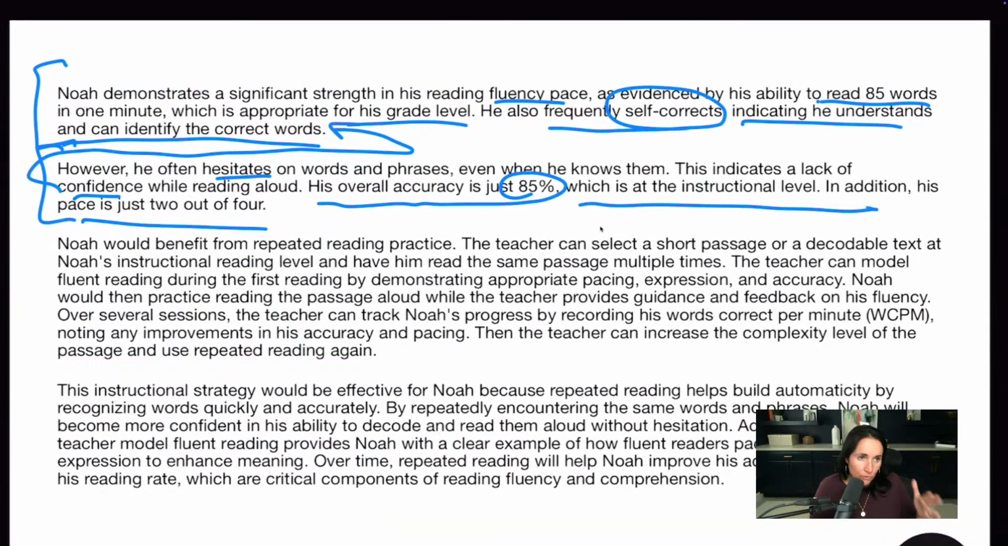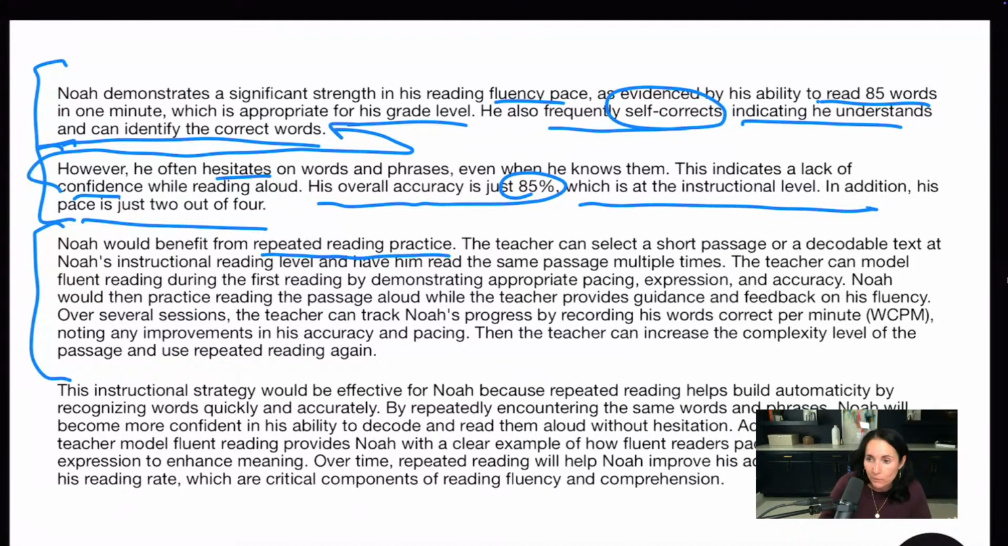Just tell the grader, Noah has a strength here. He self-corrects. However, he has a need in the area of accuracy. He's at the instructional level and his pacing is off. All right. So now we get into the strategy. What are we going to use? Noah would benefit from repeated reading. That's my go-to for fluency.